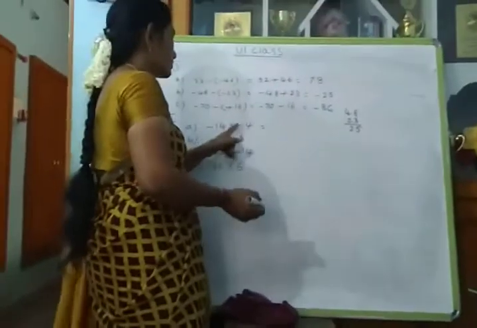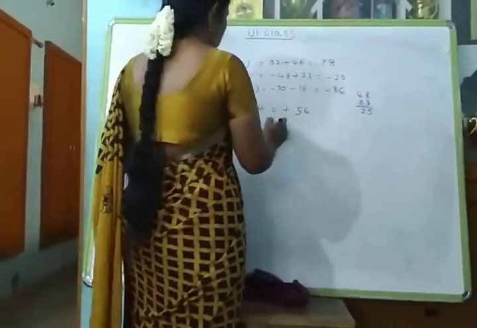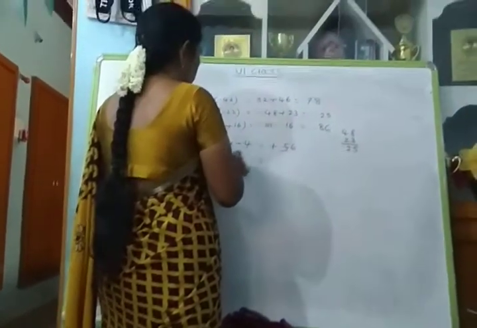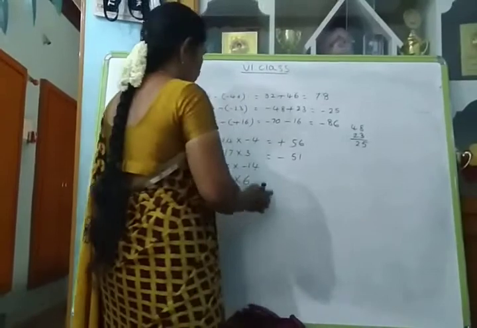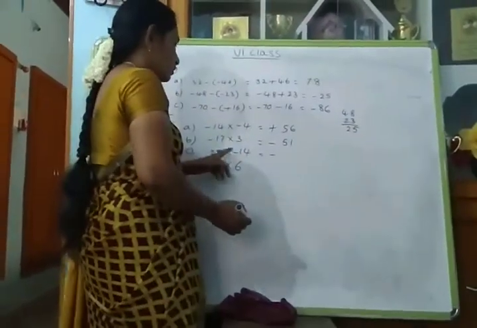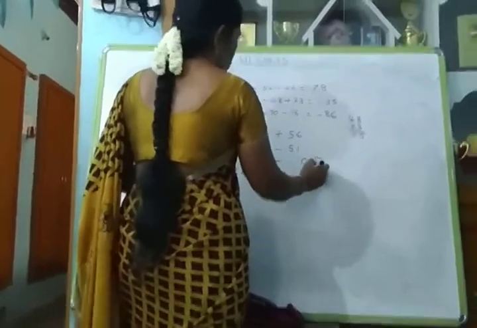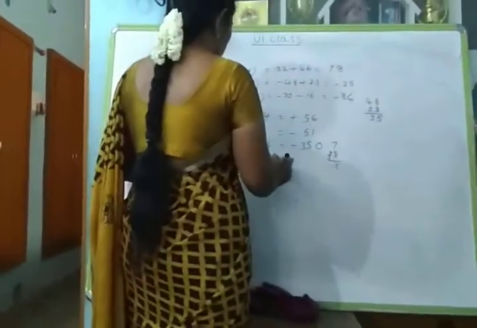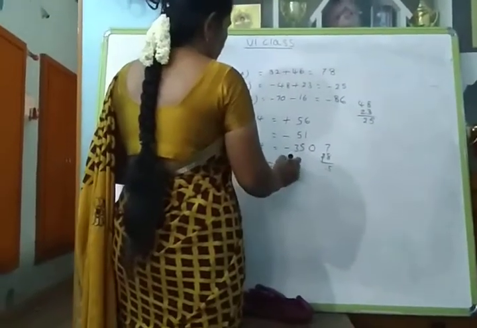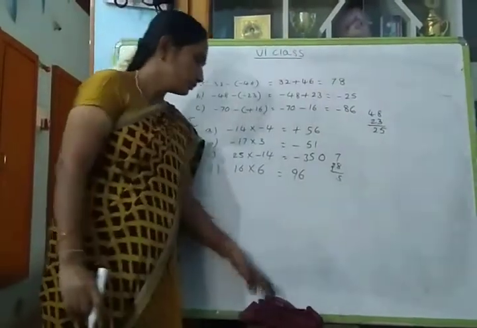Next, the product. Multiplication now. Here minus into minus plus 14 fours are 56. Next one, negative, one positive. Negative 17 threes are 51. Next one, minus 25 into 14. 14 fives are 70, 14 twos are 28, so 350. Both are positive. 16 sixes are 96. Like this you have to do.